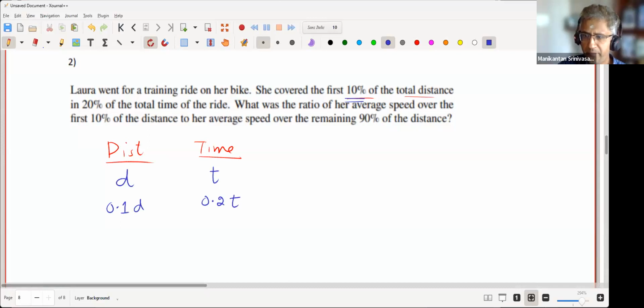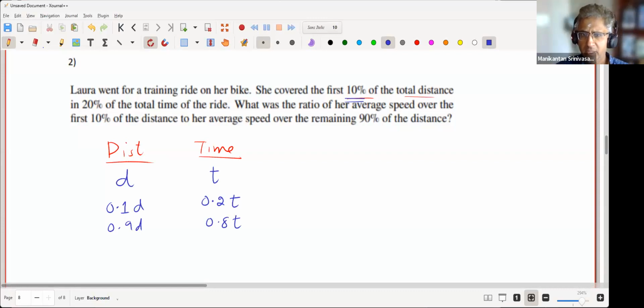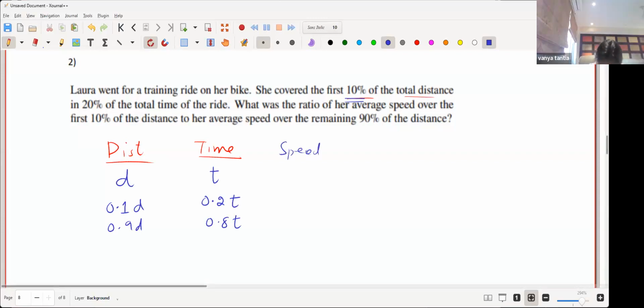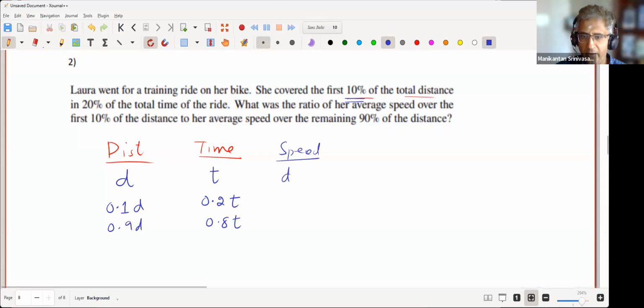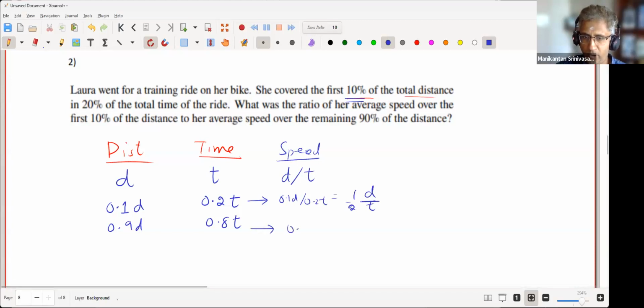That's clear, Vanya? Yes, sir. And which means the remaining distance 0.9 D, she has covered in 0.8 T, correct? Yes. Now let's include another column called speed. The total speed for her is D upon T, but in the first leg the speed was 0.1 D upon 0.2 T, which I can simplify to 1/2 of D by T. Here the speed was 0.9 D upon 0.8 T, which is 9/8 of D by T.